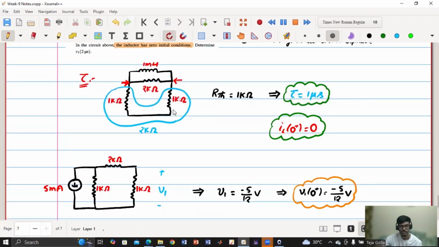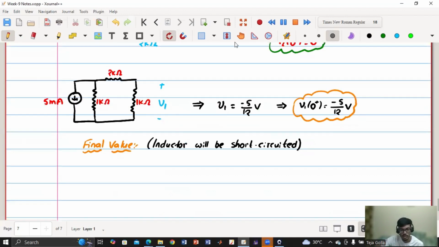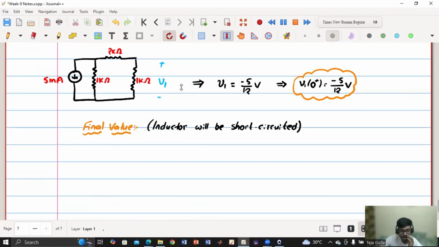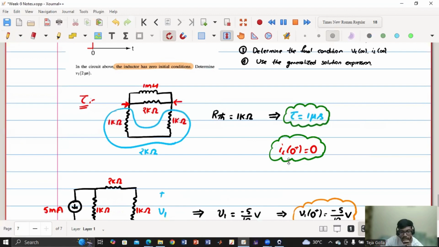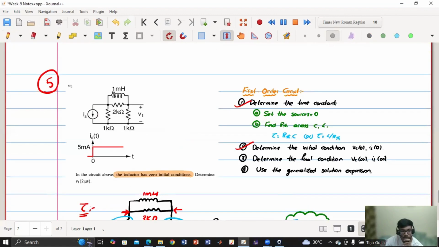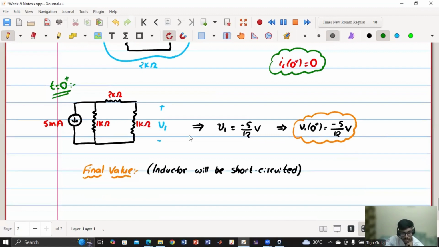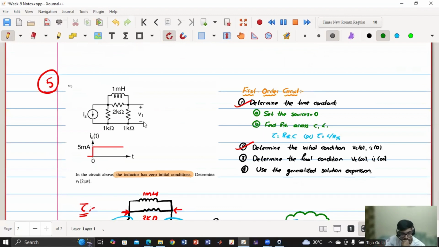Sir, for final case, we will short circuit the inductor and find out the current through the resistor, right? Yes, but I am not doing the final value. I am doing the initial condition. I am saying initial condition we have IL of 0 plus to be 0, so no current is flowing through the inductor, and we can remove it. But if you see the rest of the circuit, V1 is not 0 just after t equals 0 plus, because current is there and this current will flow through these resistors. If you do KCL, KVL, you will get V1 to be some finite value, minus 5 by 12, because current is flowing in the other direction and V1 is given plus here and minus here. Clear?